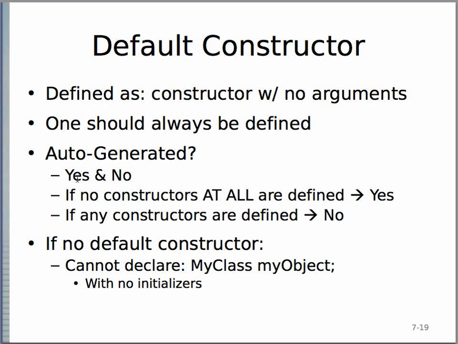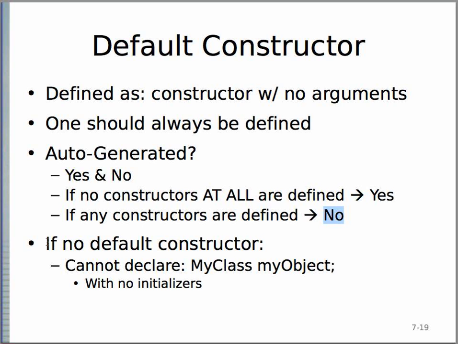If you have no constructors at all, then you do get an automatically generated default constructor. If you have a single constructor with just one argument, then you lose that default constructor. And this is the same rule as in Java. So if you do not have any constructors, you get one for free, the automatically generated one. If you define one constructor with an argument, then you lose that default constructor.